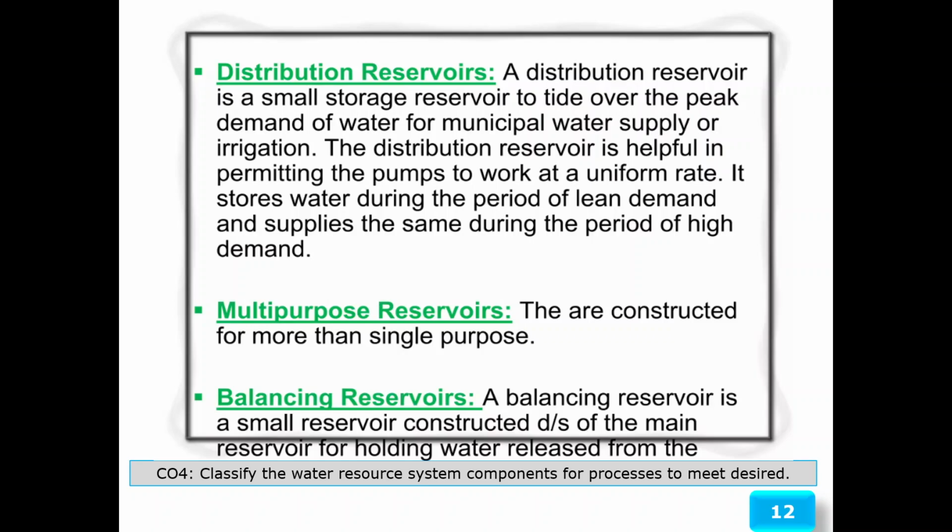Then multipurpose reservoirs. They are constructed for more than a single purpose. When we use the reservoir for more than one purpose, we simply call it a multipurpose reservoir. Balancing reservoir. A balancing reservoir is a small reservoir constructed downstream of the main reservoir for holding water released from the main reservoir.